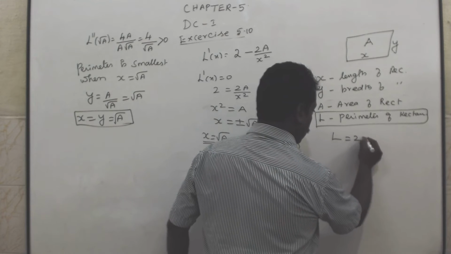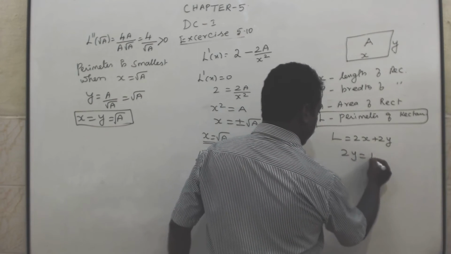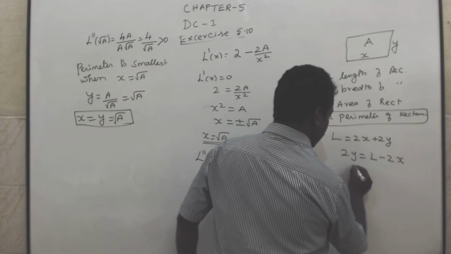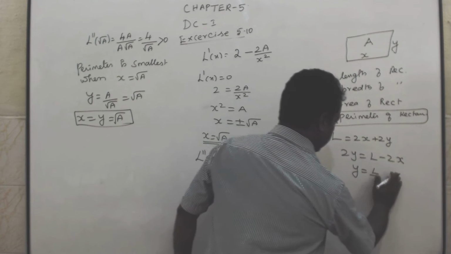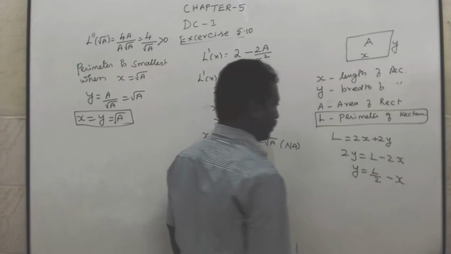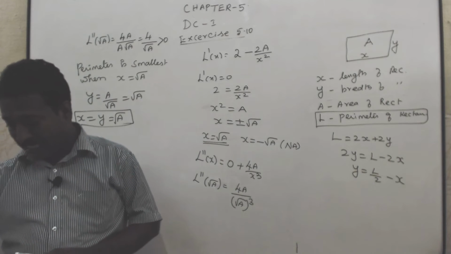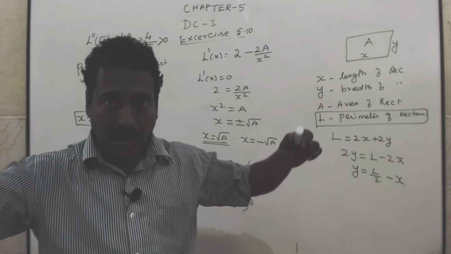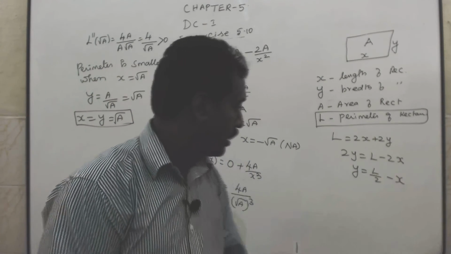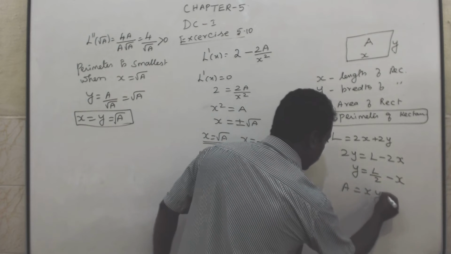L is equal to 2x plus 2y. What is 2y? L minus 2x. What is y? L by 2 minus x. Sorry, 2x by 2 is x. What we have to prove? The greatest area. If area is maximum, rectangle becomes a square. Area is equal to x into y.